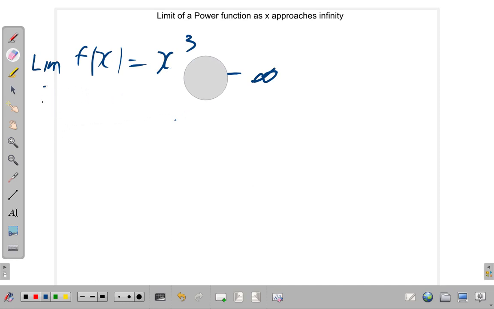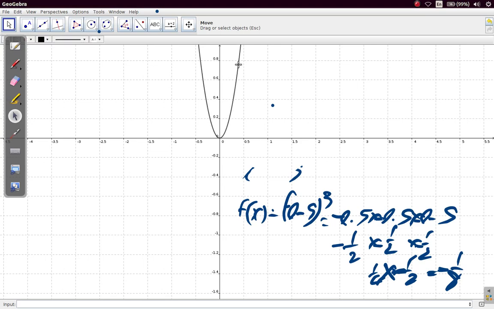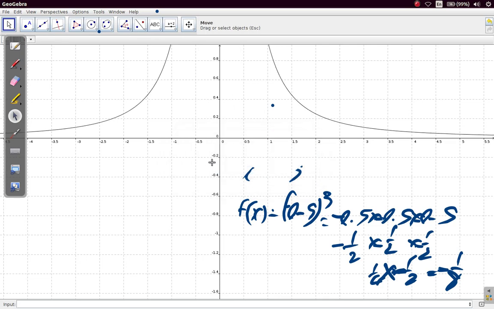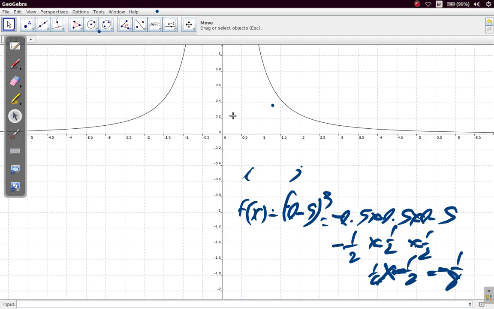We started out with x squared. If we have a case like x to the negative half, which is the same as 1 over x squared, right? Then what would happen in this case? Let's change this function to 1 divided by x to the power of 2. Okay, now you see what happened there.